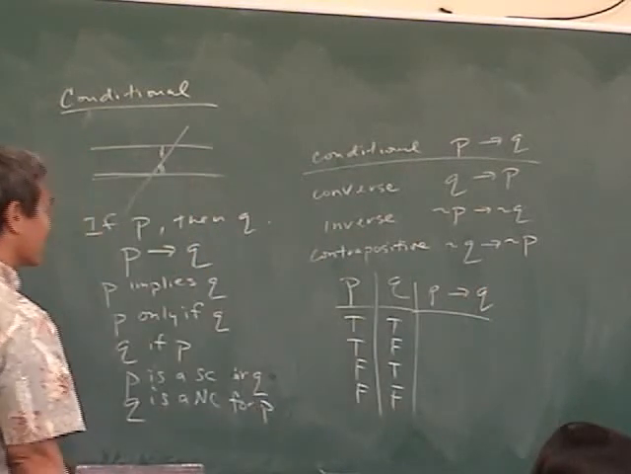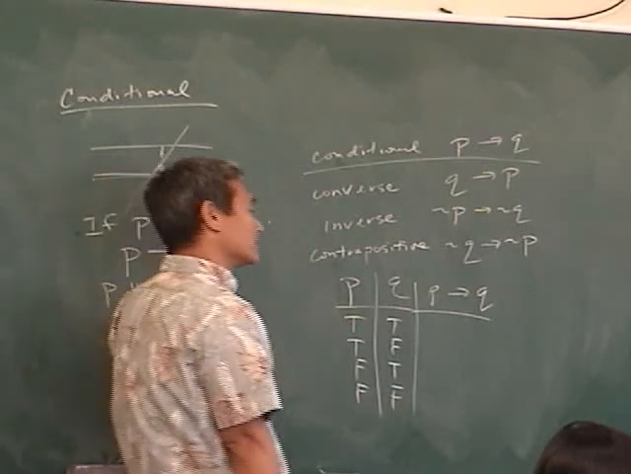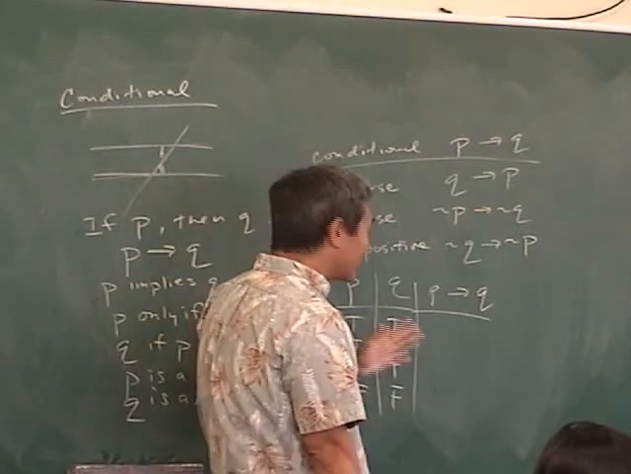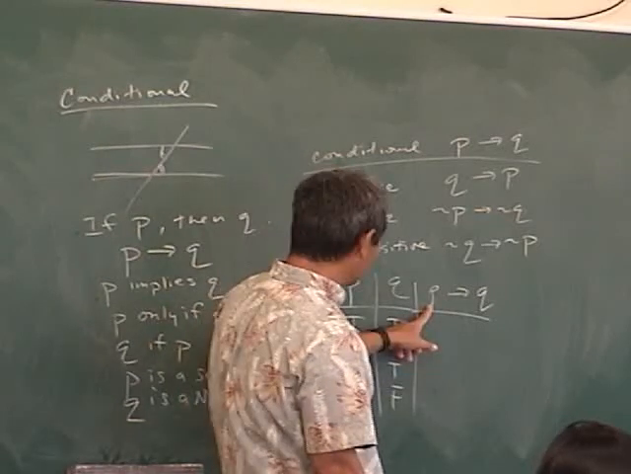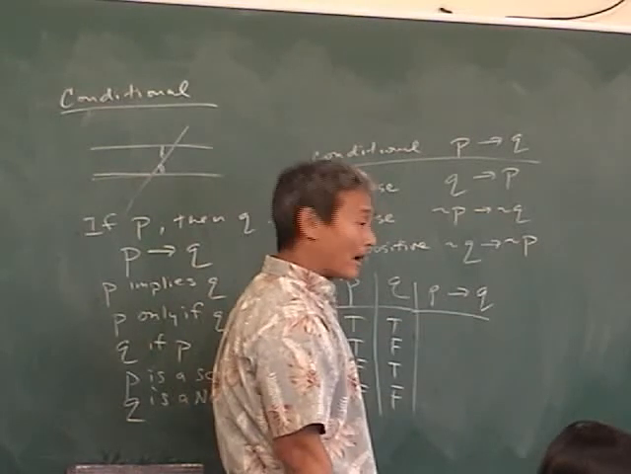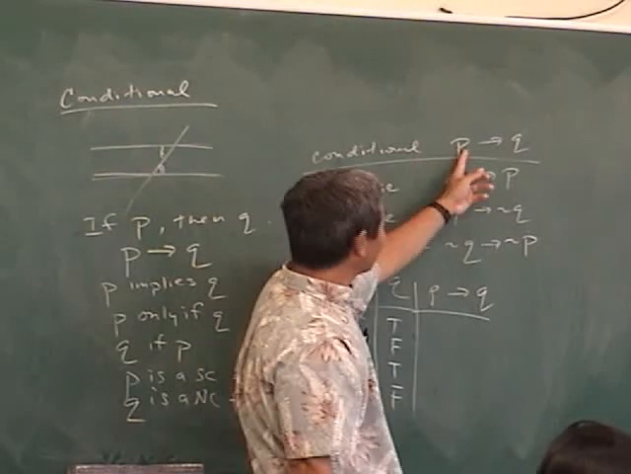Okay, now when is the conditional statement going to be true? Well, to me, this is the easiest way to remember. The only time the conditional statement is false is when the first one is true and the second one is false. By the way, when you have a conditional statement, what do we call the first part?